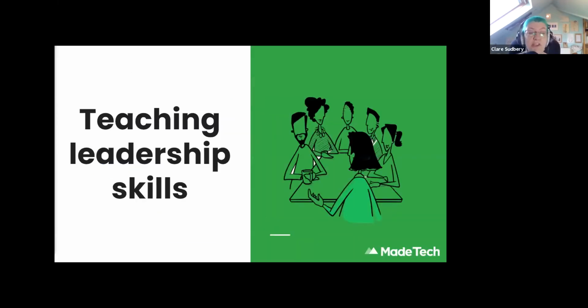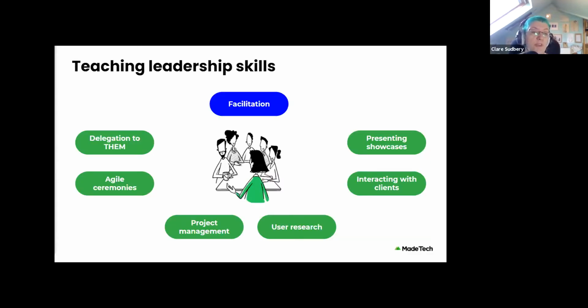So we're also teaching leadership skills because we are in the business of consultancy. We're helping our clients to improve their software development. And we want our engineers to be able to take a lead when appropriate. So we teach them how to facilitate sessions. So I've already talked about encouraging them to facilitate retros, but we also ask them to facilitate showcases. And any sessions that we have, we encourage them to get involved in facilitating.